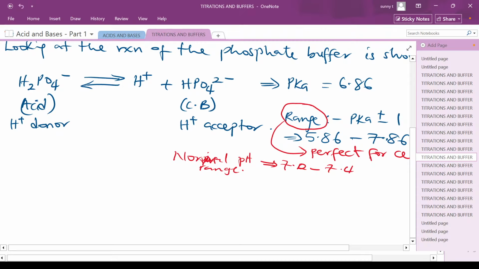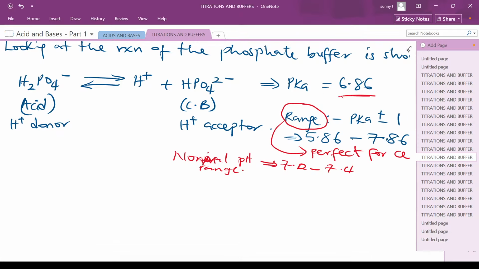Okay, so the next point, that's how you actually show how a buffer works. So the next one is the phosphate buffer. If we look at the phosphate buffer practically, we'll know that this is the acid that gives off the hydrogen and forms what? The conjugate base. Now, this phosphate buffer generally has a pKa of what?